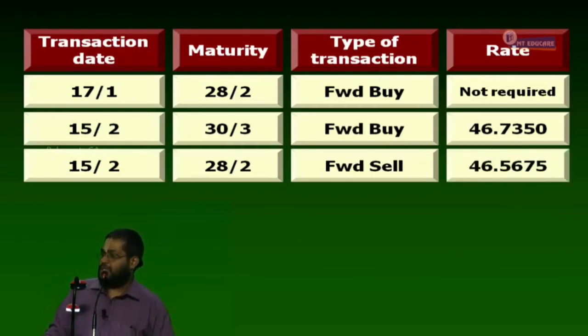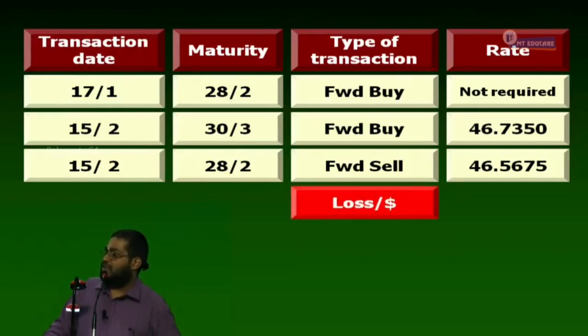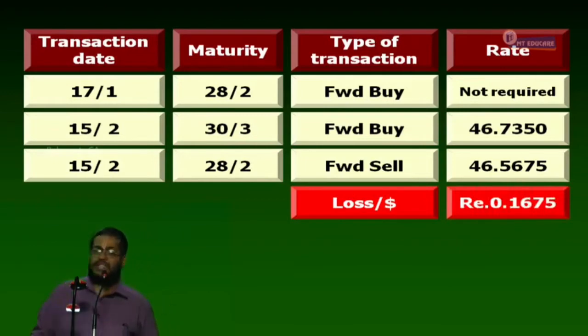46.5675. Respond yes or no? No. Tell me, the difference is a gain or a loss? Loss. The loss per dollar is 0.1675. Right or not?